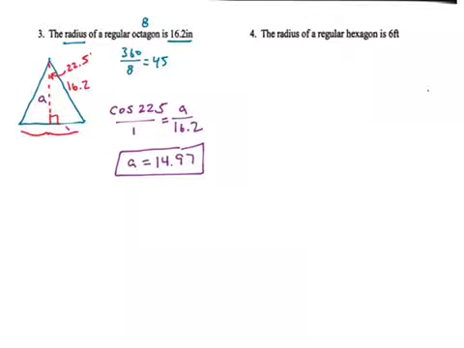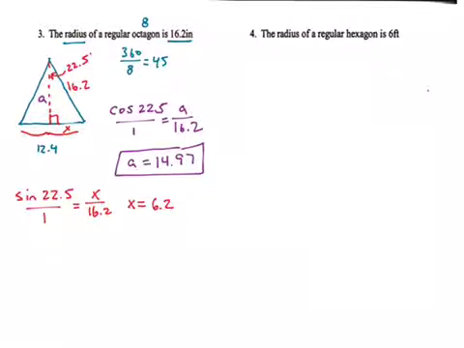Well, what we can do is find this half of the side length using trig as well. But to find that piece, we're going to have to use the sine, because this would be opposite over hypotenuse. So the sine of 22.5 over 1 equals x over 16.2. Same idea here, we cross multiply, and we get that the piece of the side length there is 6.2. So the entire side length is 12.4.